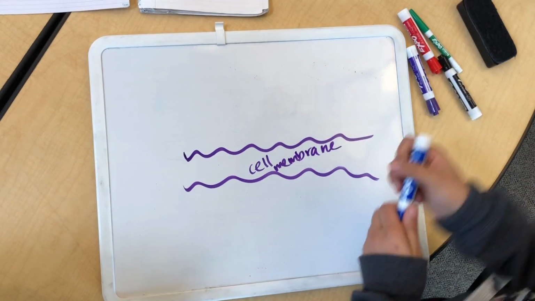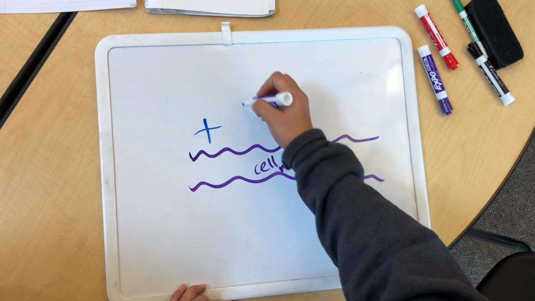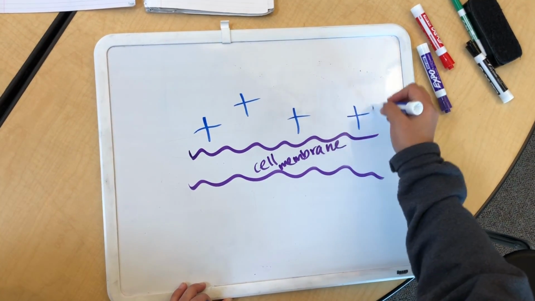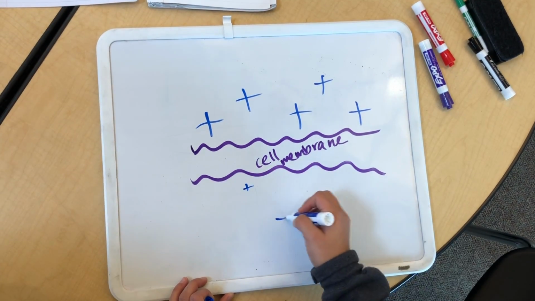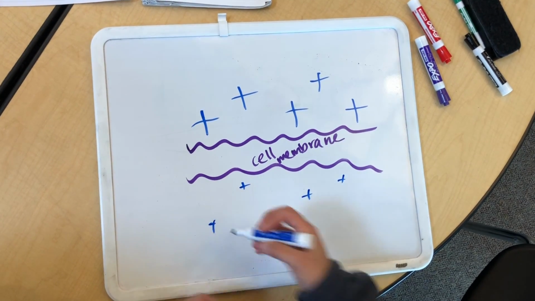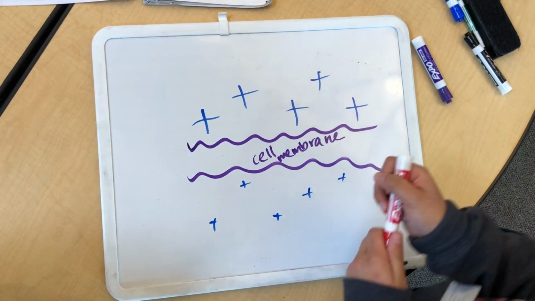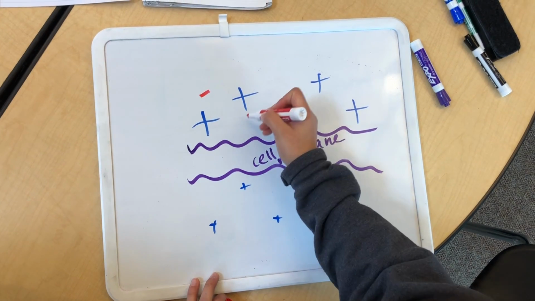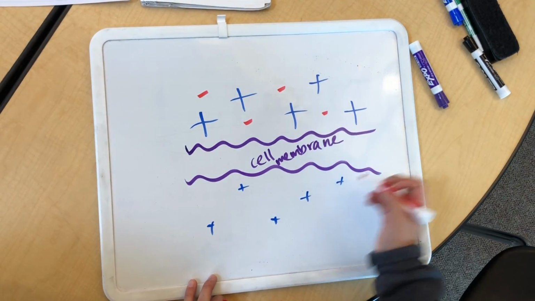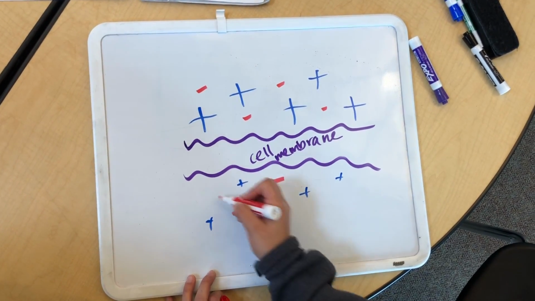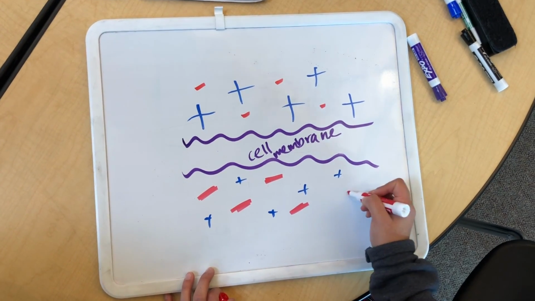Within the cell membrane, there are channels. These channels are used to transport ions through the cell membrane. The ions move from inside of the cell through the channels to the outside of the cell, or vice versa. There are some channels that are always open, and other channels that are only open when a specific signal is sent through the neuron.